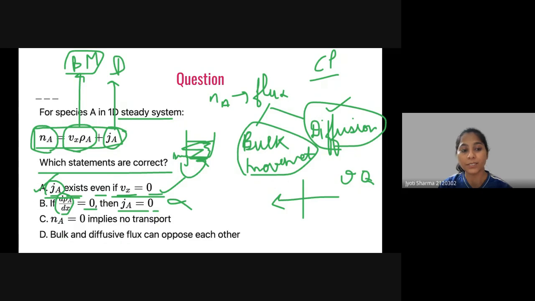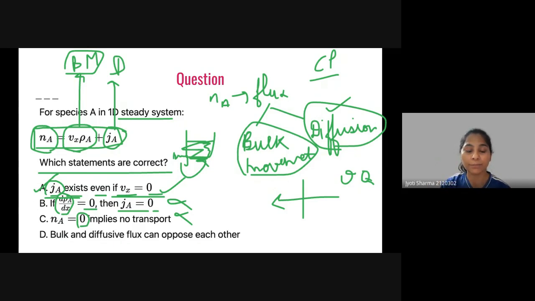Third term: this Na, that is the flux, is equal to zero implies no transport. As I told you, diffusion will always give you the transport, the movement. So if Na is equal to zero, it means there was some movement, but that has been cancelled out. This is again not the right answer, because if Na is equal to zero, it means there was a movement, but that movement has been cancelled out.